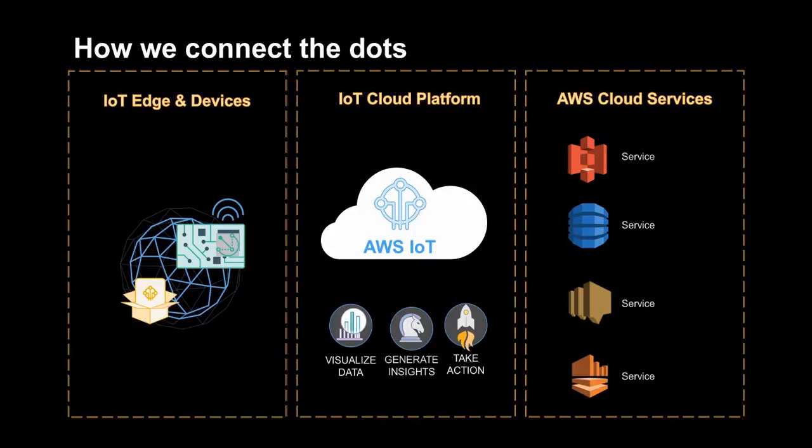So when we think about connecting all of the dots, we talked about the middle portion heavily, AWS IoT, the IoT cloud platform for connecting your devices and receiving and publishing messages. We also talked about the items on the right. How can you interact with other parts of the AWS system, whether that's S3, Dynamo, SNS, or Kinesis. And what we're focused on a little bit more is what's on the left, the IoT edge and those devices.